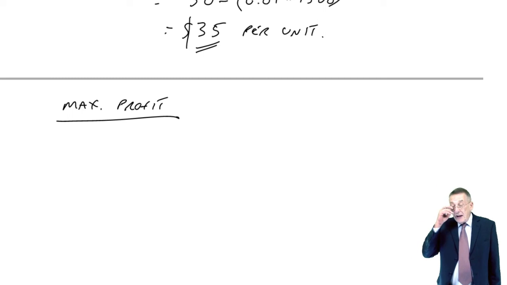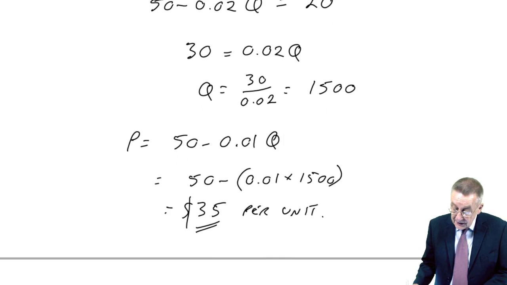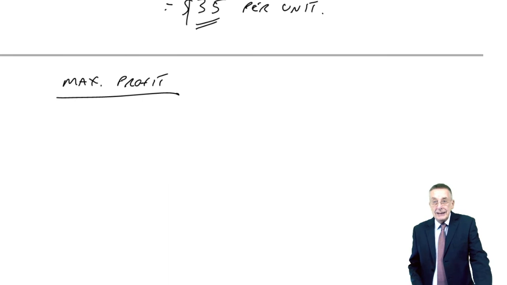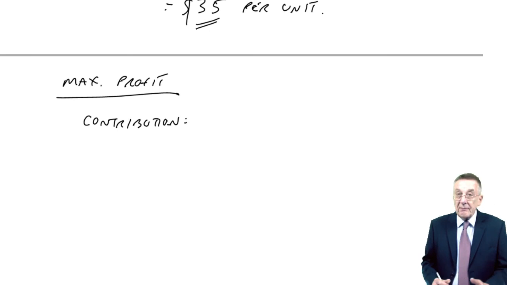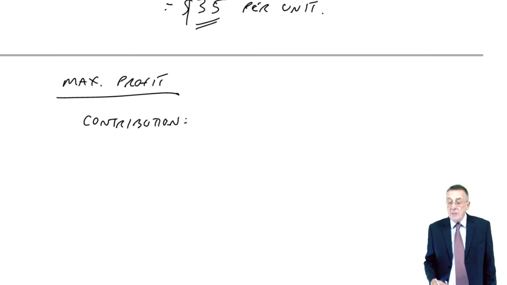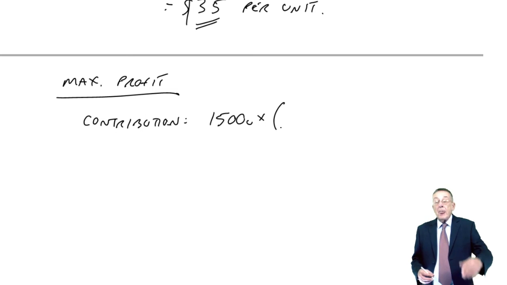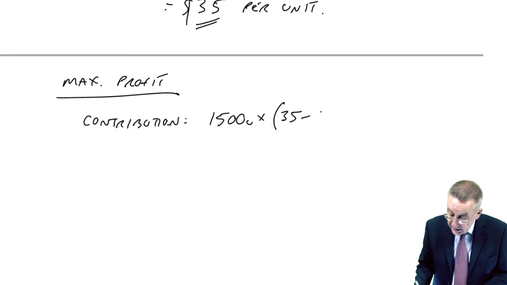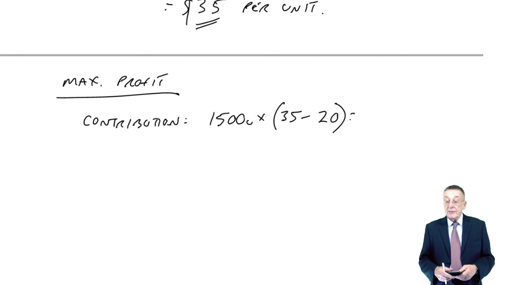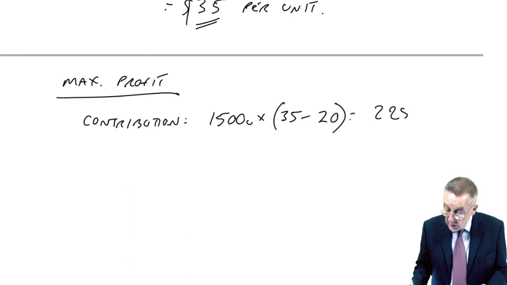Now, there are several ways to get the same figure, but I think the quickest way is this. We've decided we'll charge 35 a unit and we'll sell 1500. So I can write down straight away what the contribution is going to be. I hope you did watch the earlier lectures, so you're happy what we mean by contribution. The total contribution, we're going to sell 1500 units, and the contribution per unit is the selling price, which is 35, less the variable costs, which were 20. Each unit gives a contribution of 15. So 1500 units at 15, 22,500.